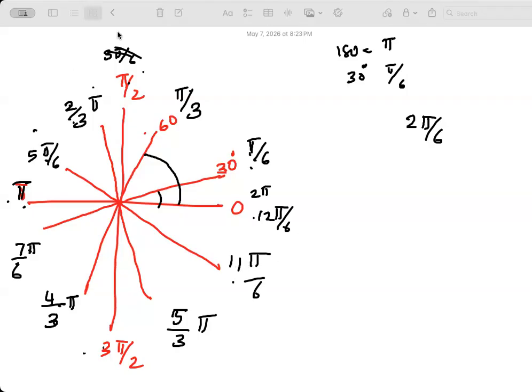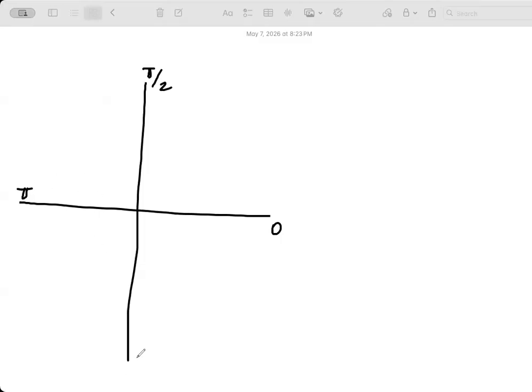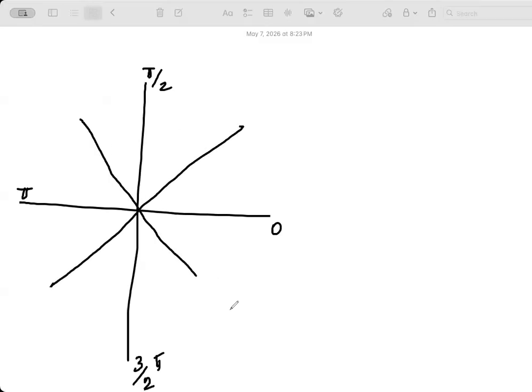Okay. Now, again to give you the full picture, right? This is 0, pi by 2, pi. This is 3 pi by 2, 3 by 2 pi, 1.5 pi. Now, first let me do this. And then this is pi by 4. 2 pi by 4, 3 pi by 4, 4 pi by 4, 5 pi by 4, 6 pi by 4, 7 pi by 4. When you also account for the smaller angles, right?